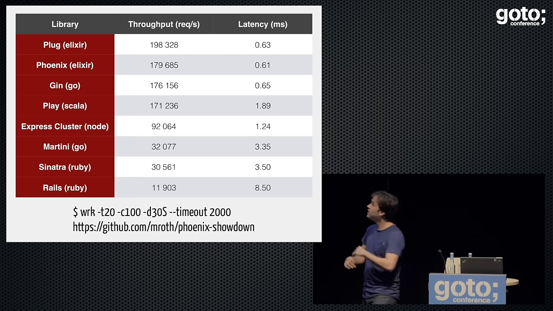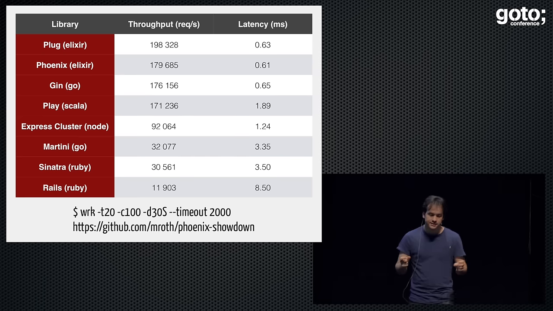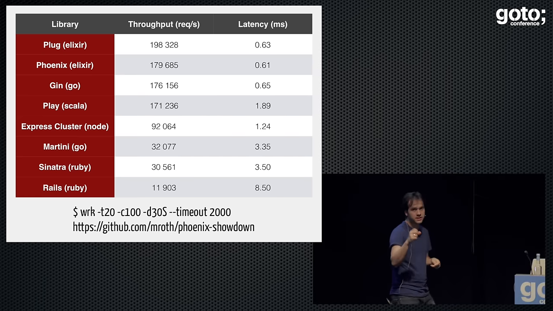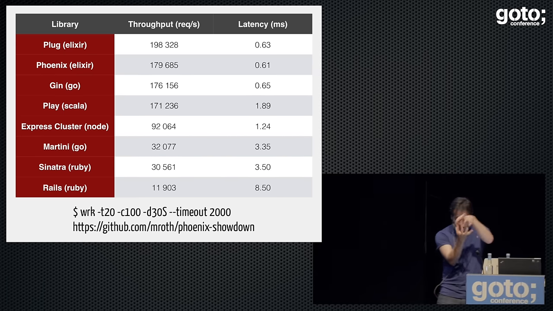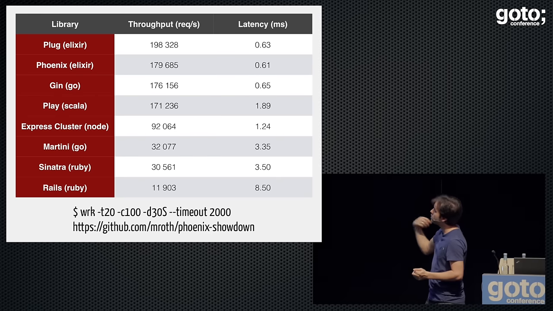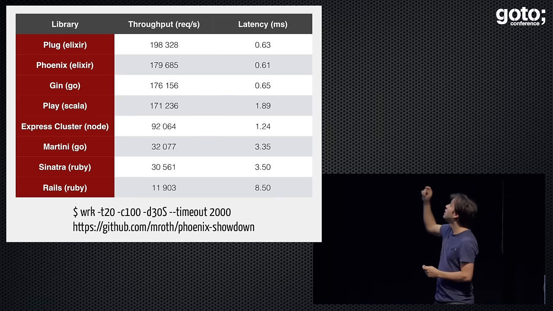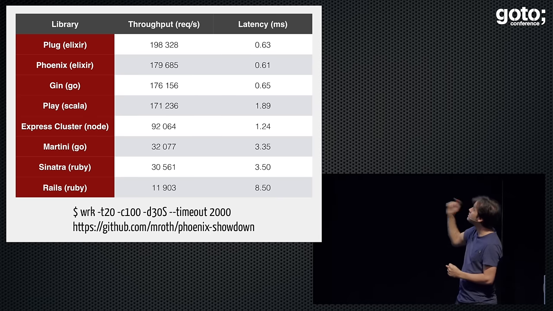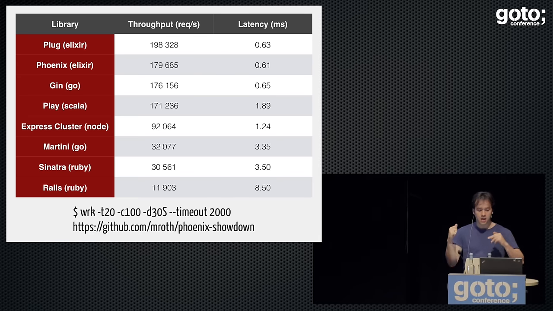So you can see here, we have different languages with different technologies. And Phoenix is built on top of something called Plug, which is a very cheap, very small abstraction around a web server. So you can see that Plug is the fastest. I think this machine had 10 cores. You can have more information in the URL. For a machine with 10 cores, we're able to get 200,000 requests per second. And then you can see that Phoenix comes in second, really close to a solution in Go with 180,000 requests per second.